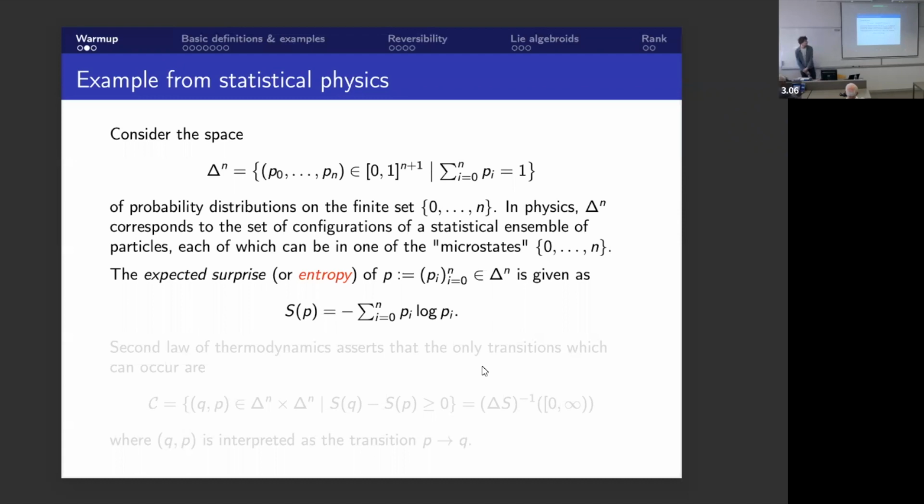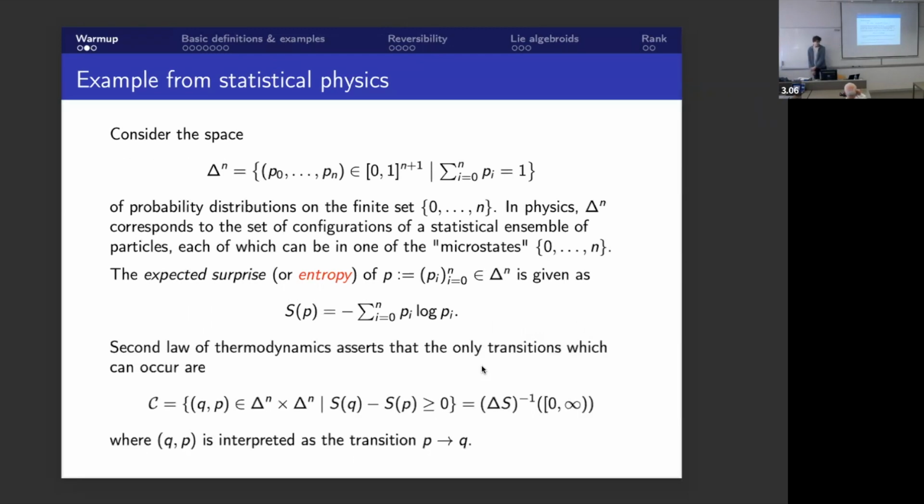So there is a certain quantity that can be ascribed to any configuration, so for any point in the n simplex, which is called the entropy, or alternatively, it can be seen as the expected surprise of a configuration. And the question would be, how do we obtain a category from this data?